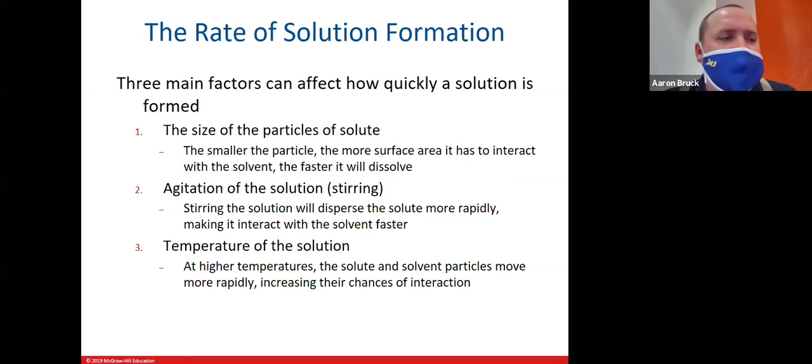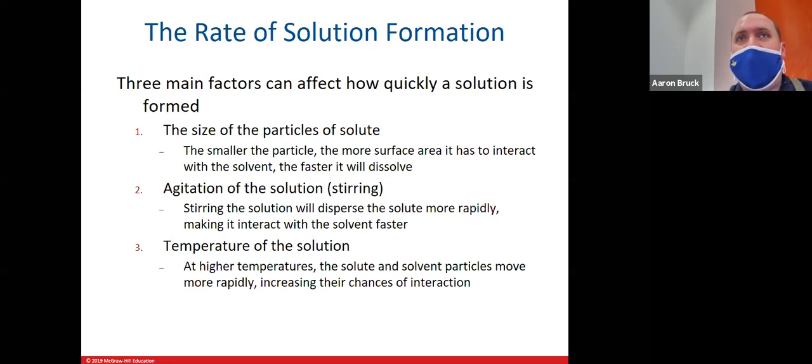When it comes to making solutions, there are 3 primary factors that we can look at to determine or impact how quickly a solution can form. Now, solutions will form on their own with no interference from us whatsoever. If I take a spoonful of sugar and just drop it into a cup of water, it will eventually dissolve on its own. It'll take a while, but it will eventually dissolve on its own.